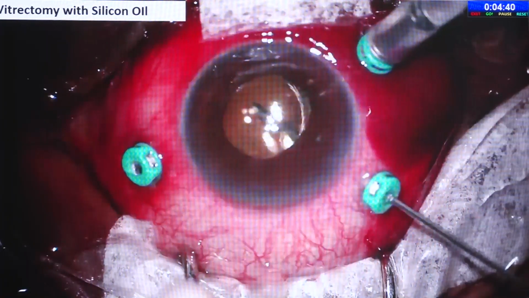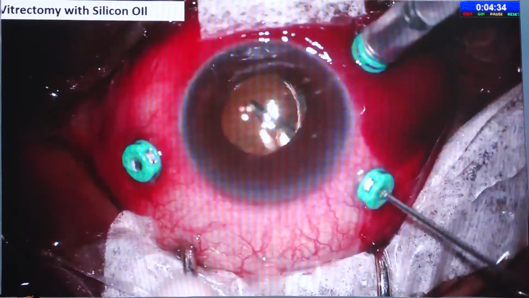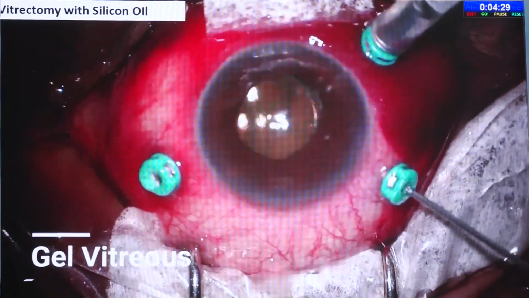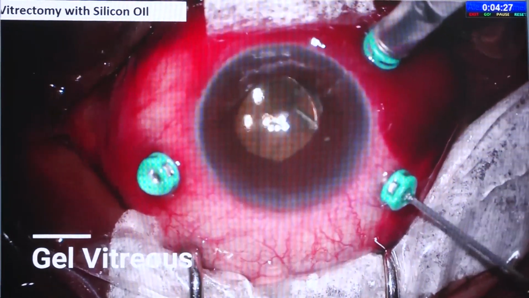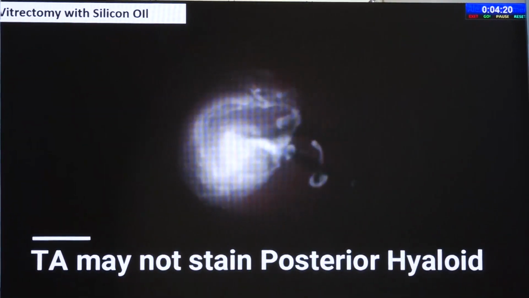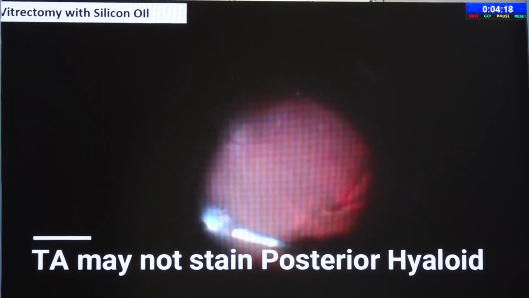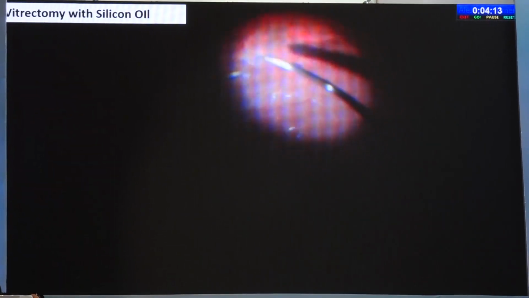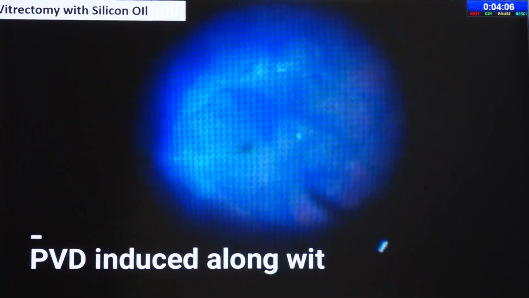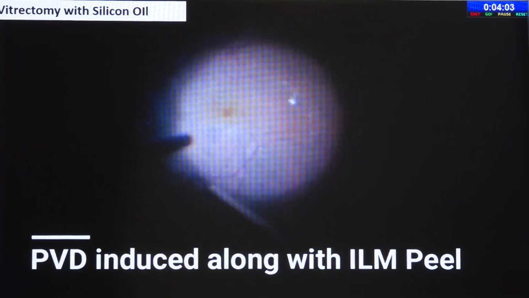Sometimes you need to do vitrectomy with silicone oil injection in these eyes to maintain the globe pressure. In uveitis patients, one has to be careful, as the vitreous is in gel form and not like normal vitreous. Triamcinolone in these cases may not stain the posterior hyaloid, because it is a sheet-like posterior hyaloid, which is not rough. Triamcinolone, mind you, does not stain; it just adsorbs on the surface of the vitreous, so it may not stain the posterior hyaloid. So you have to take care.